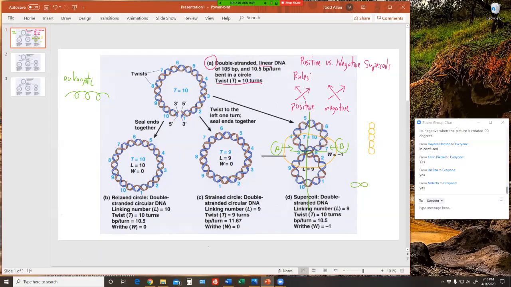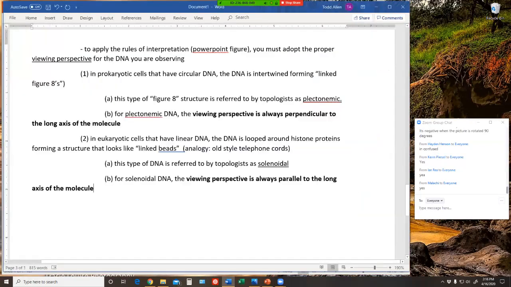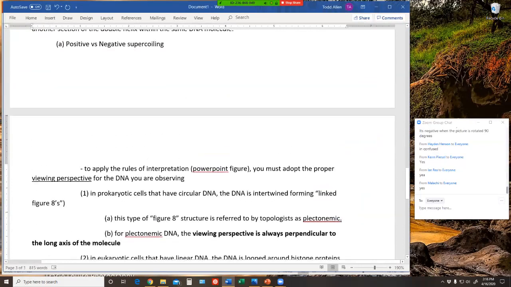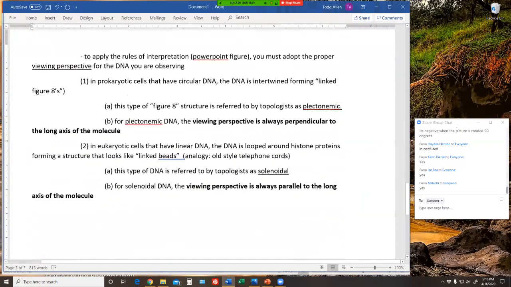But when you inject a supercoil of some kind, where one region overlaps another region, all of a sudden that relationship breaks down so that the linking number is no longer the same as the twist. Okay, let's put that down into your notes as number 8.